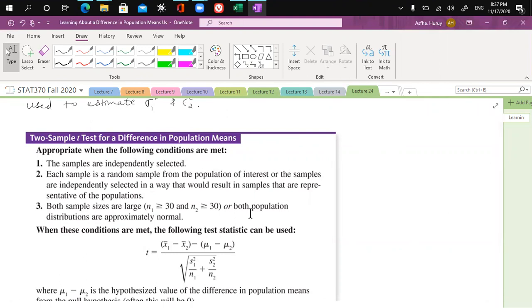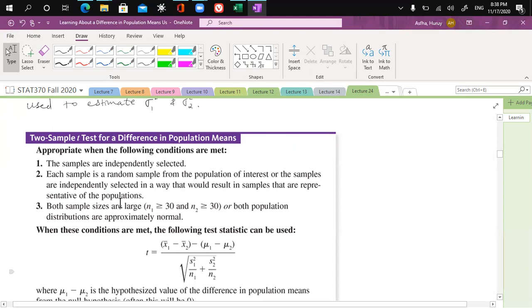And the second condition is each sample is a random sample from a population of interest. Okay, each sample has to be random. Well, we have to select each individual in both samples randomly from the respective population. And otherwise, we have to have a reason to believe that each sample is representative of the respective population.